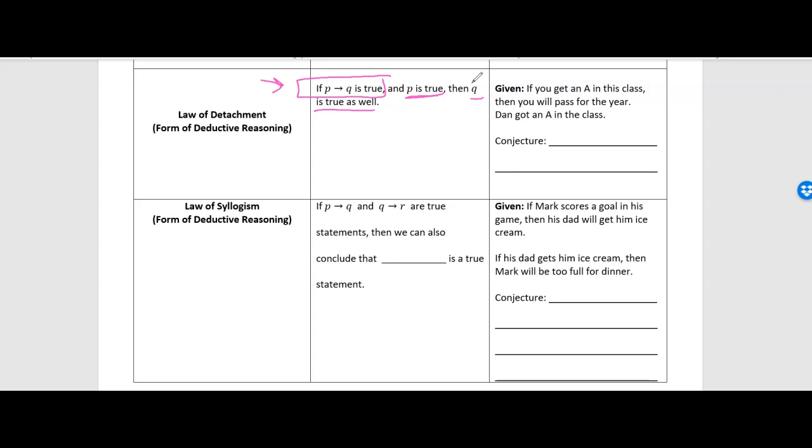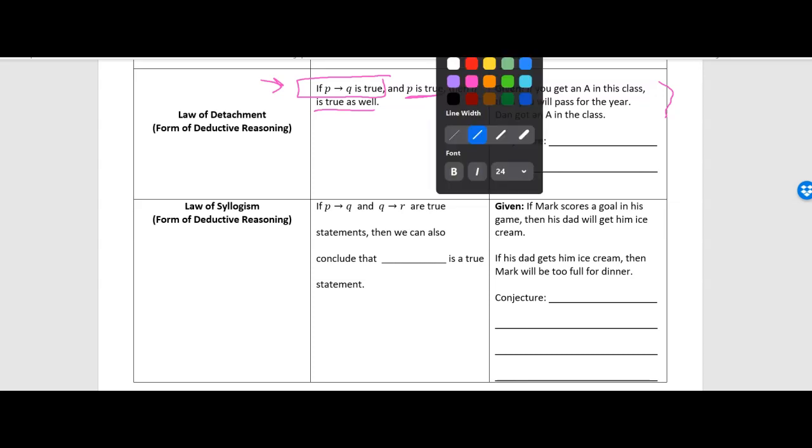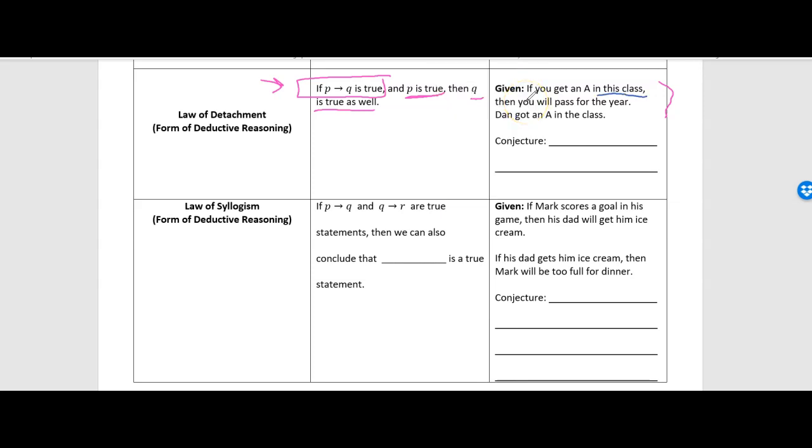If you get an A in this class, then you will pass for the year. Okay? So Dan got an A in the class. Well, if our statement was true, and the hypothesis turns out to be true, then our conclusion must be true. So Dan passed for the year.